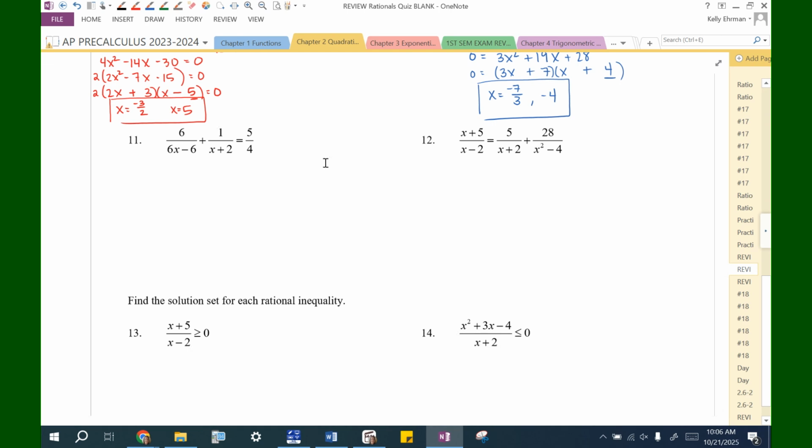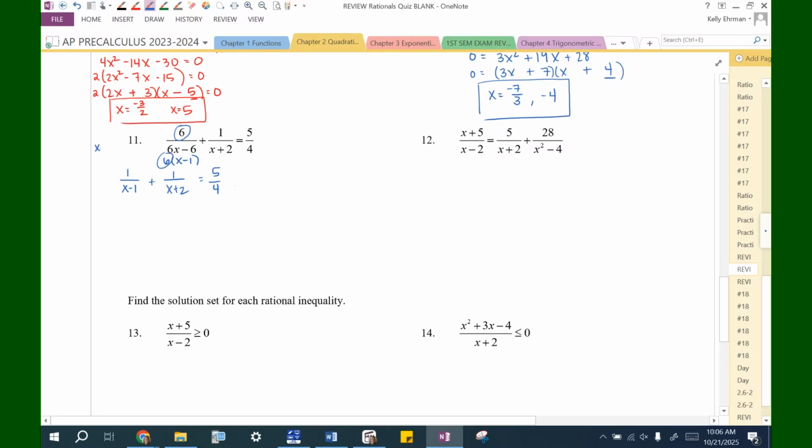Always factor first. I can factor a 6 out of this. That's all the factoring I can do. But keep an eye out for that. If I give you a GCF in an equation, there's a pretty good chance that you could reduce and have smaller numbers to work with. 6 over 6 is 1, so we can change the problem to 1 over x minus 1 plus 1 over x plus 2 is equal to 5 over 4.